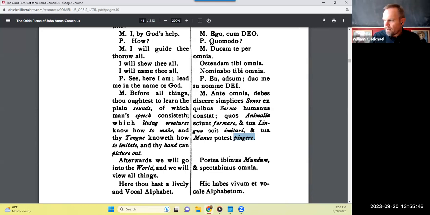But anyway, the Magister's long answer was ante omnia, before all things, debes dicere simplices sonos. You ought to learn simple sounds, ex quibus, out of which sermo humanus, human speech, consists. Quos animalia sciunt formare, which animals know to make, et tua lingua, and your tongue, scit imitari, knows to imitate, et tua manus, and your hand, potest, is able, pingere, to draw.